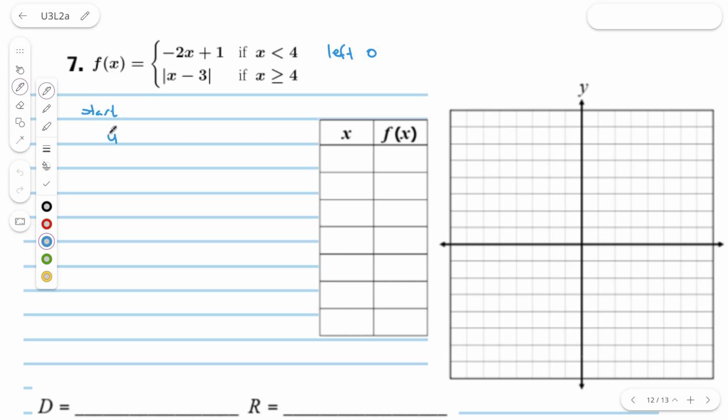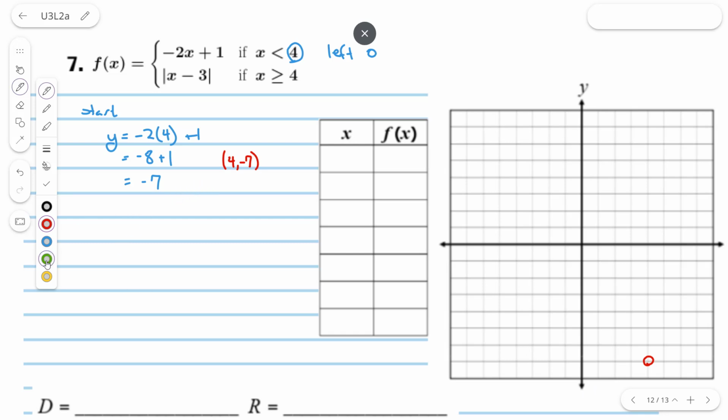And so to find the start point, you do y equals -2 times the value of x that we're trying to find, so 4, plus 1, so -8 plus 1, which is -7. So the ordered pair I'm going to plot is (4, -7). And that's an open circle, and I'm wanting to go to the left.